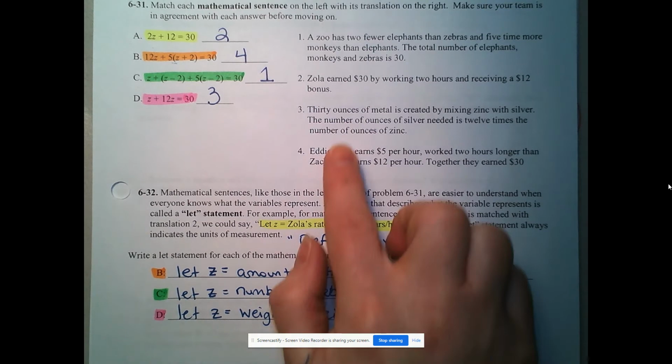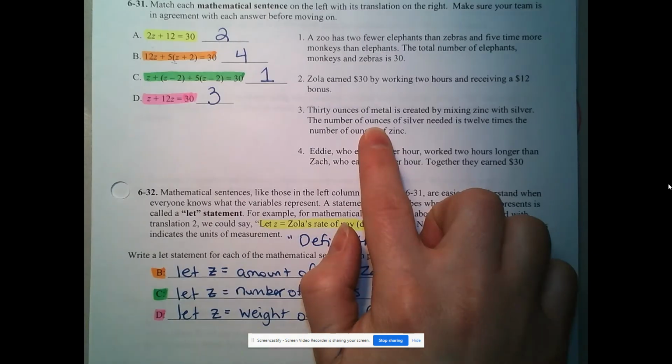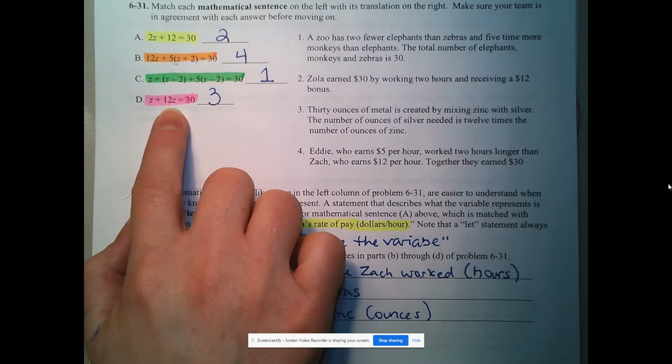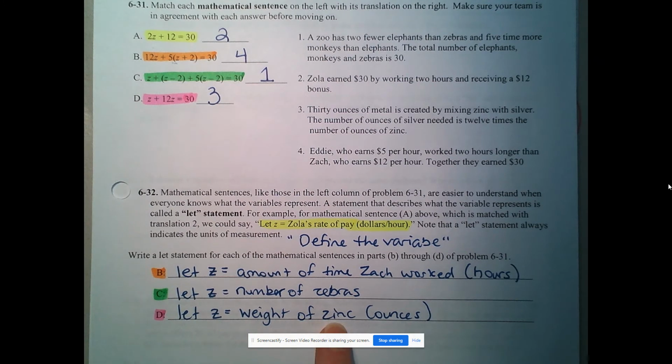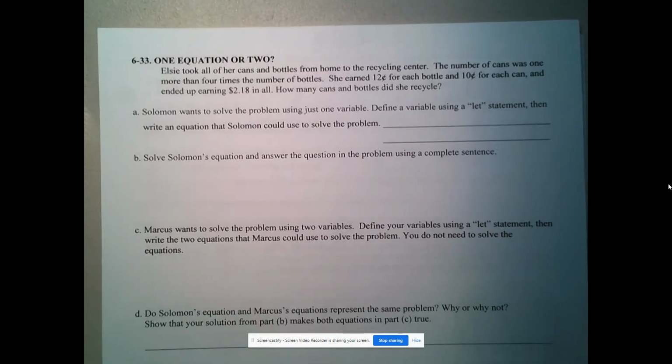D is scenario 3. 30 ounces of metal is created by mixing zinc with silver. The number of ounces of silver needed is 12 times the number of ounces of zinc. So Z stood for weight of the zinc. You could also say ounces of zinc. But either way, ounces needs to be there, either at the end in parentheses or worked into your let statement. All right, next. 1 equation or 2.